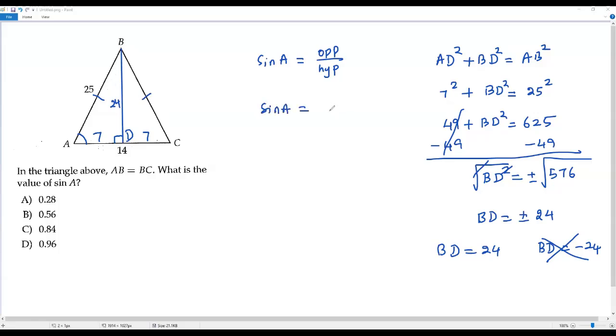Sine A equals opposite side. The opposite side has a length of 24. We can plug in 24 here, and the hypotenuse is 25. So sine A equals, when I divide 24 by 25, 0.96. So we find this 0.96 in option D. So the correct answer choice for this question is option D.